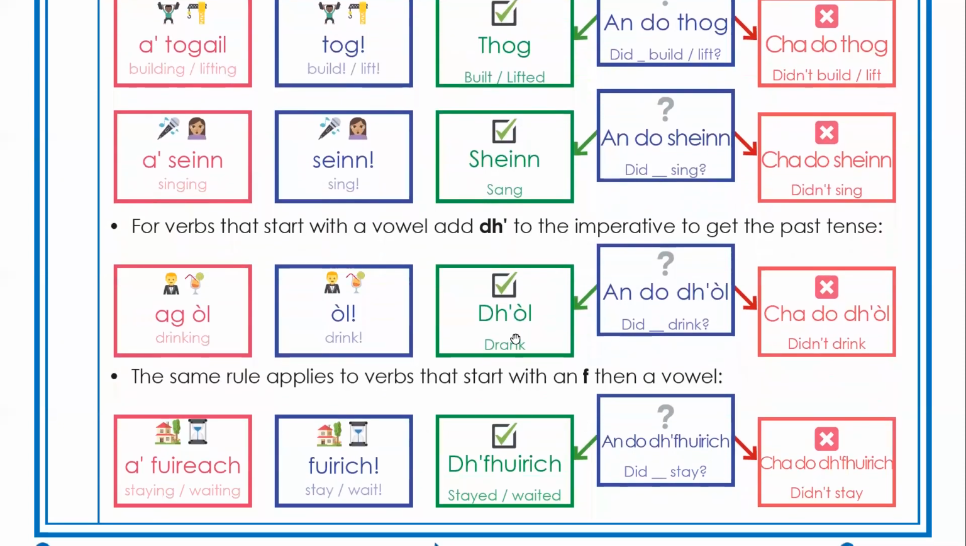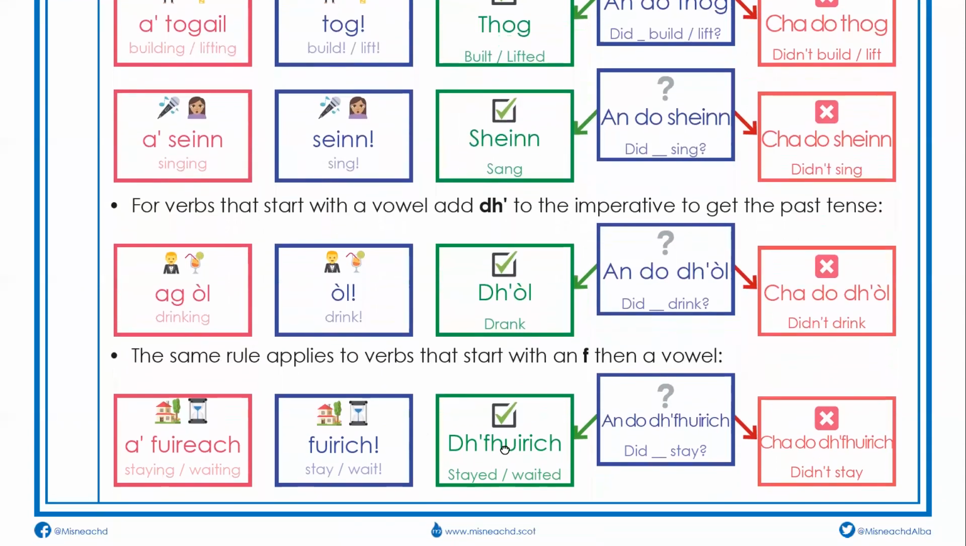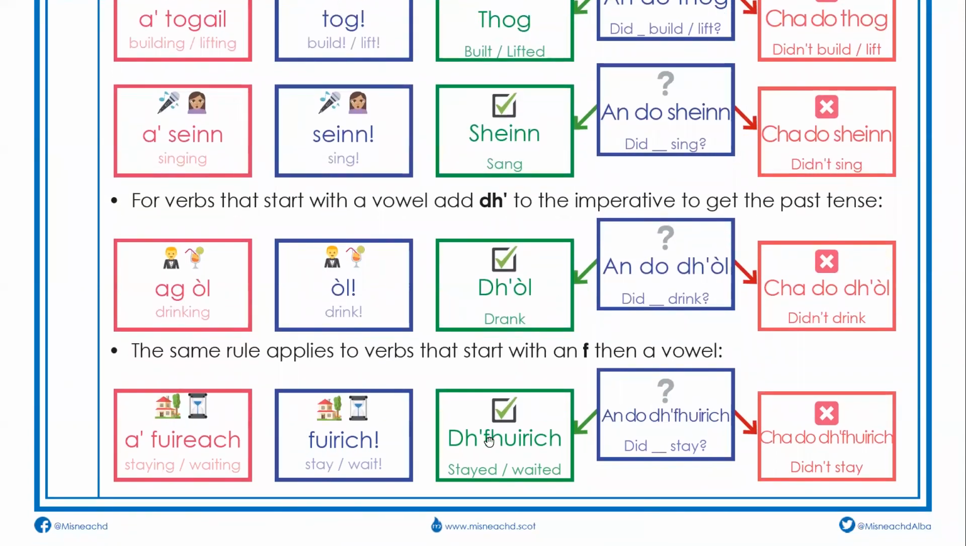So that also applies. We have an F and a vowel, which, as we know, when the F lenites, it becomes silent. And for grammatical purposes, it basically disappears. So you're treating a word like furich, stay, when the F lenites, as if it starts with a vowel.